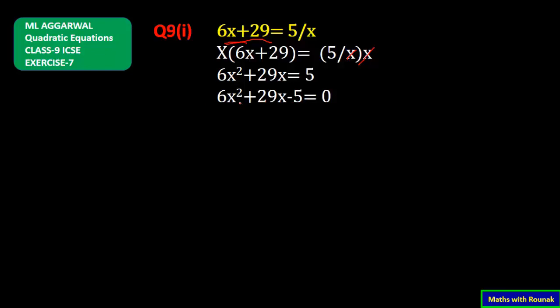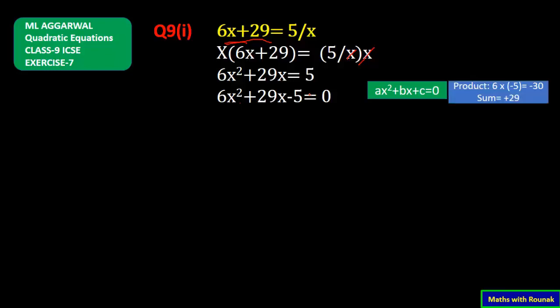Now this equation is in the general form of quadratic equation, which is ax square plus bx plus c is equal to 0. Now we have to split 29x into two numbers such that their product is 6 into negative 5, the coefficient of x square into the constant, which is negative 30, and sum is positive 29. So the two numbers can be 30 and negative 1, as 30 into negative 1 gives negative 30 and 30 plus negative 1 gives positive 29.